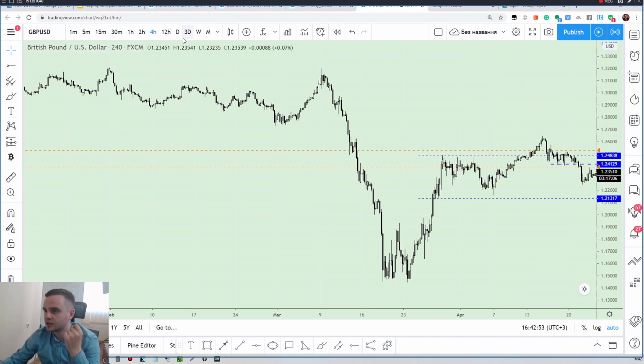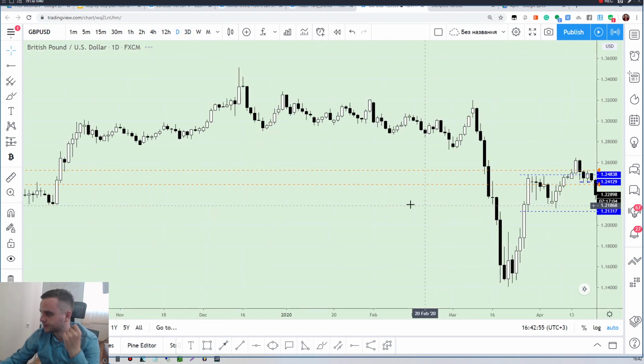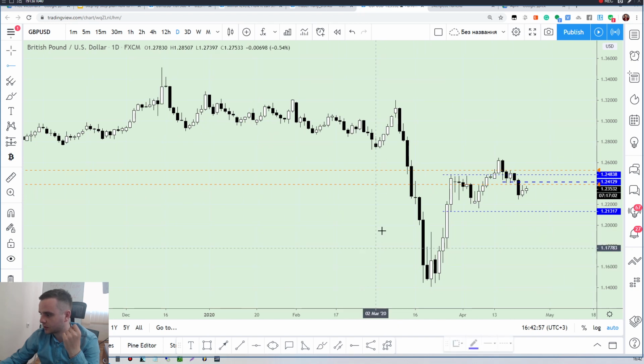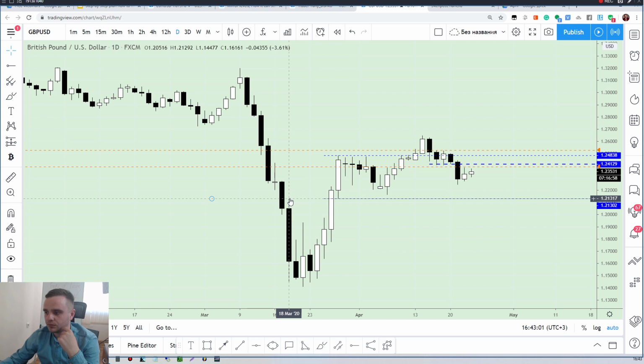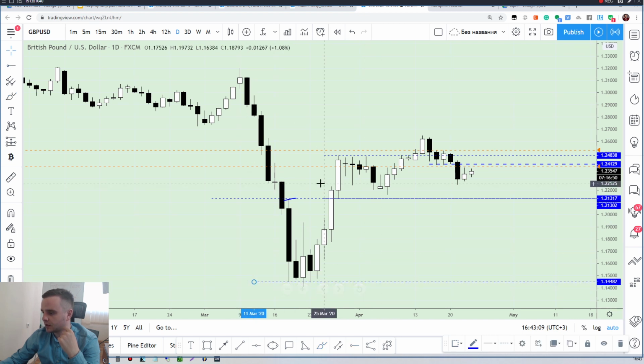Also, take a look at another example of mirror level. Take a look here. Another example for you. Key level by paranormal candle. From this point, price dropped 600 pips in one day. And after that, take a look. After breakout, how accurately price rose up.